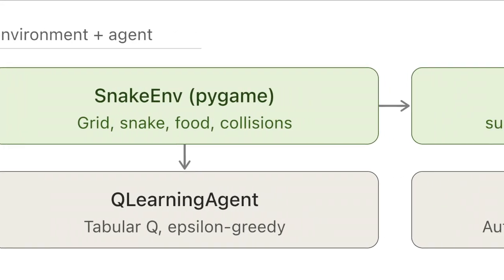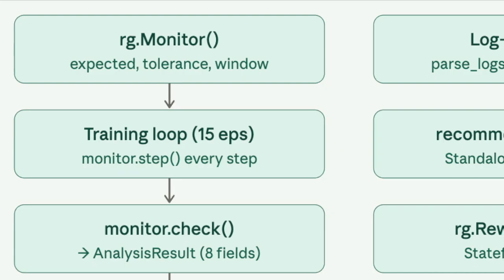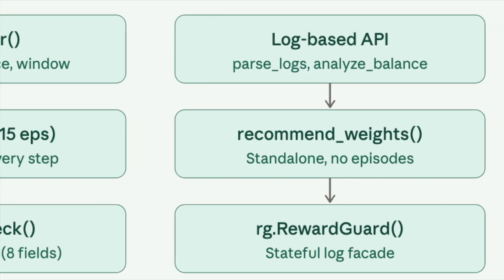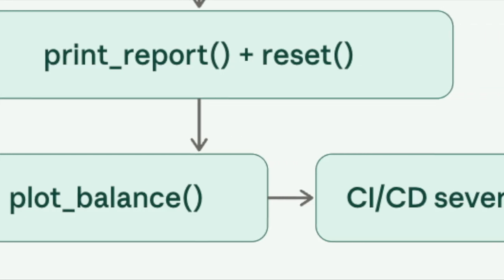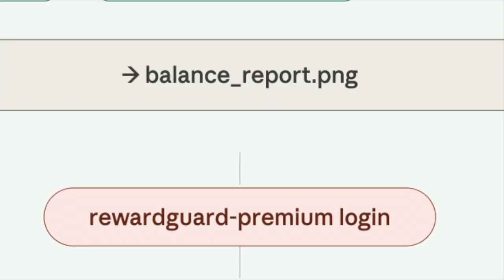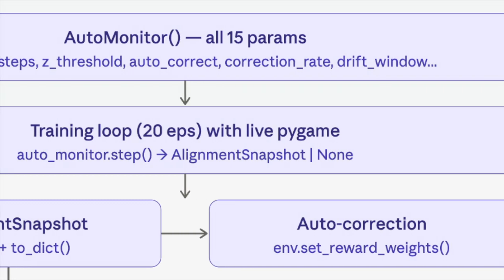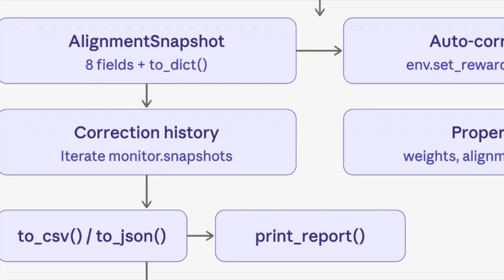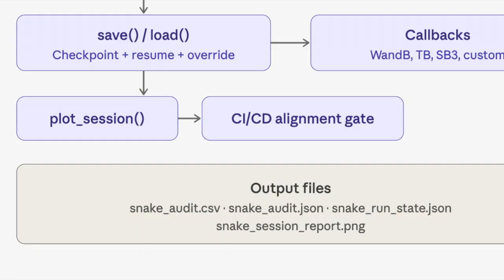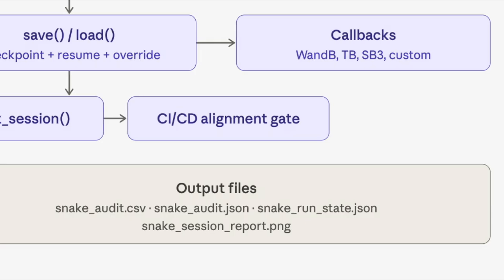Okay, so now that we have the code, here's how it works. It's got a snake environment with a Q-learning agent with four reward components, and a set reward weights function, where we've got rg.monitor, which monitors the reward so that RewardGuard is in the training loop, which makes a monitor step every 15 episodes. So rg.monitor collects the data and monitor check tells us the results of rg.monitor. Here we've got a log-based API which parses the logs and analyzes the values.